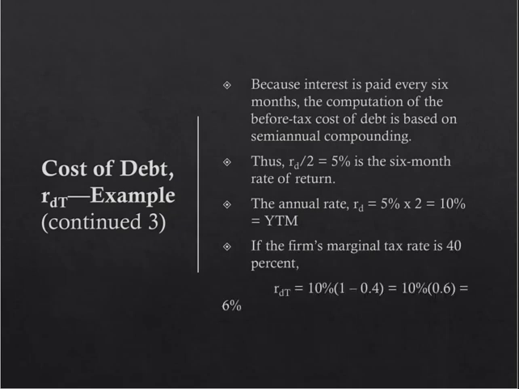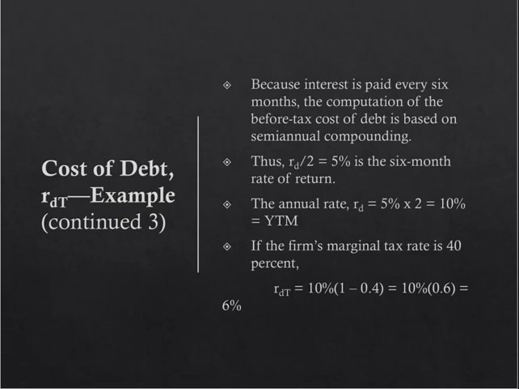Because interest is paid every 6 months, the computation of before-tax cost of debt is based upon semi-annual compounding. Thus, R sub D divided by 2 is the 6-month rate of return. The annual rate is 10% yield to maturity. If the firm's marginal tax rate is 40%, 10% times 1 minus the tax rate equals 6%.